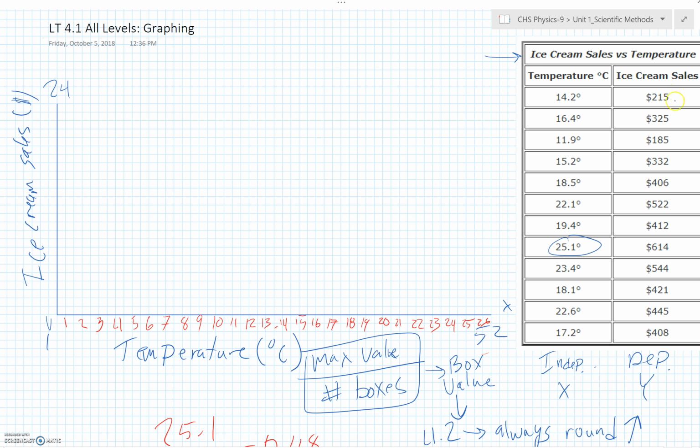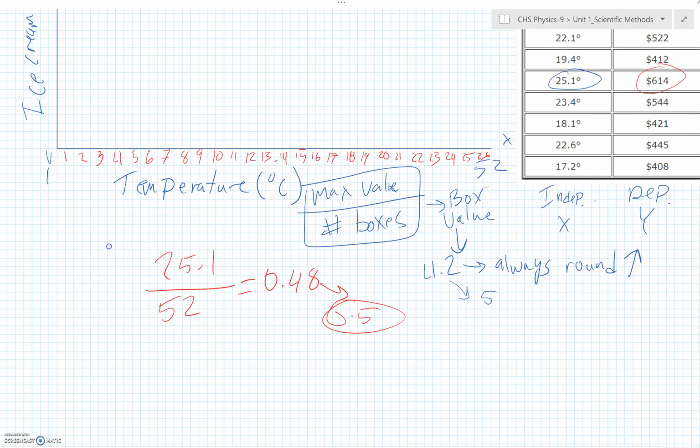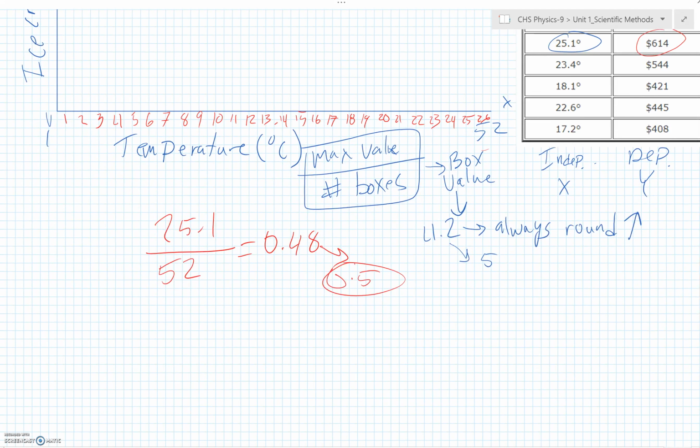If you look over here, we're going to look for our maximum value in ice cream sales. So it looks like 400, 500, 614, that must be it. Yep. So that's our biggest one. They just so happen to be it for the same data set. That's not always the case. So now I do the same thing like before. I take my maximum value, divide it by my number of boxes, and that should be our answer.